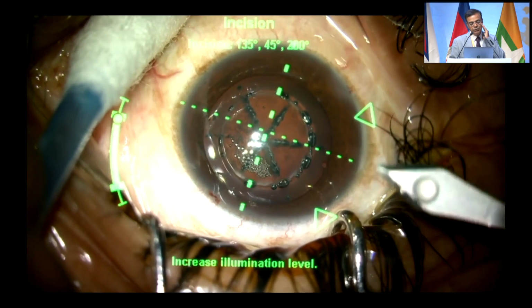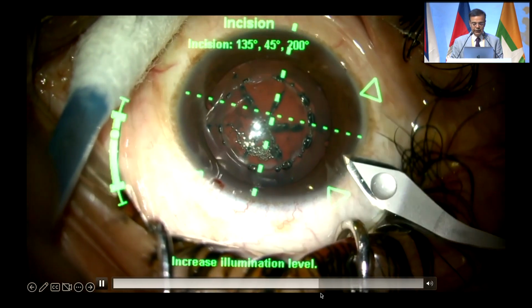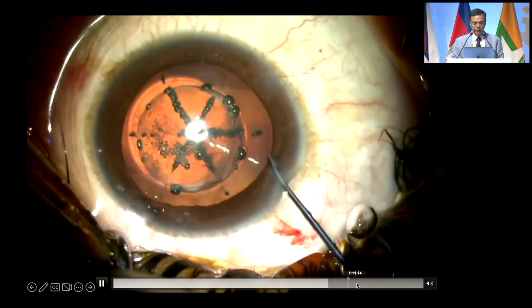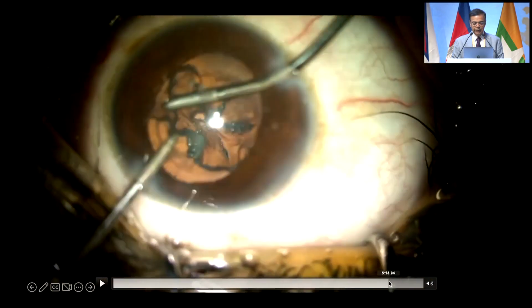Most often the rhexis comes out well, sometimes it does not, and I'll just show you a case how it does not. After this, it's a cakewalk. You just get the ICL out, and then you go ahead with the cataract surgery.